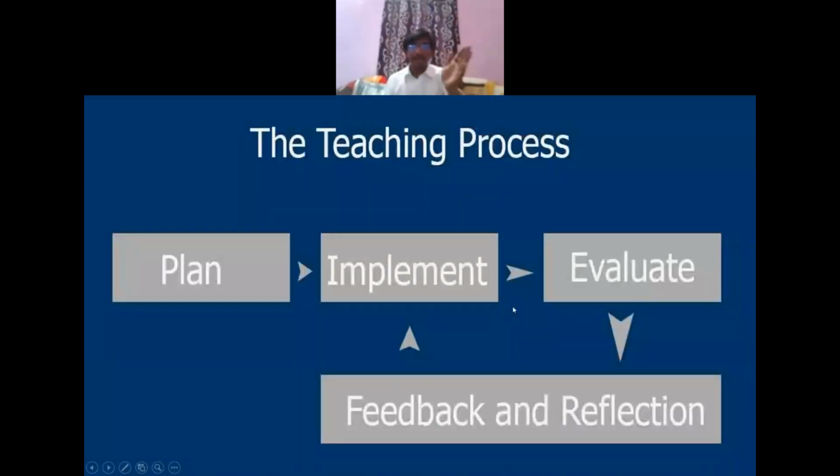See here, in the teaching process, we have to see these things: plan, implement, evaluate, feedback, and reflection. Our syllabus planning should be according to this criteria. My syllabus, what I am going to teach in the class, should have the same sequence. I will plan, I will implement, I will evaluate and get feedback. Again, implement. See the arrows: planning, implement, evaluate, feedback, reflection, implement.